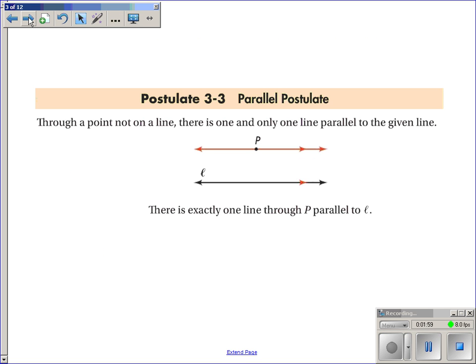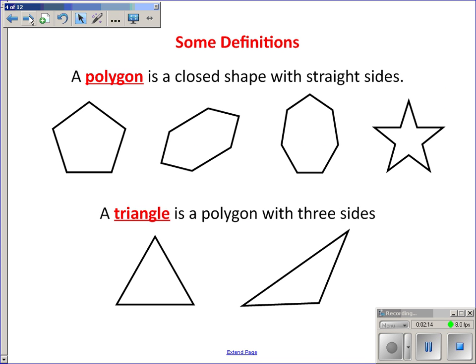So that leads us into the parallel postulate. Through a point not on a line, there is one and only one line parallel to the given line. Okay, it's the parallel postulate, and we'll use that later on in today's lesson. Before we jump into the triangle angle sum theorem, I want at least to give you the definition of what a triangle is. A triangle is based on a polygon. A polygon is a closed shape with straight sides, and a triangle is a polygon with 3 sides.